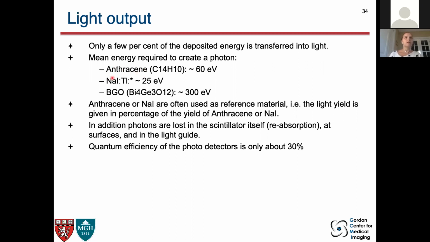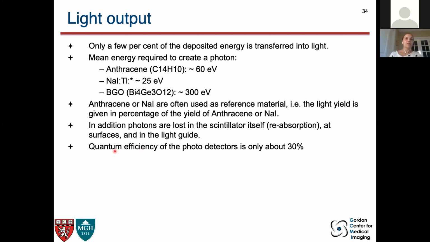So in addition to not a perfect efficiency in the conversion of energy to optical photons, you will also lose photons in the scintillator itself due to reabsorption, or you will lose them at surfaces or in the light guides that you use to couple your scintillator to your photodetector.